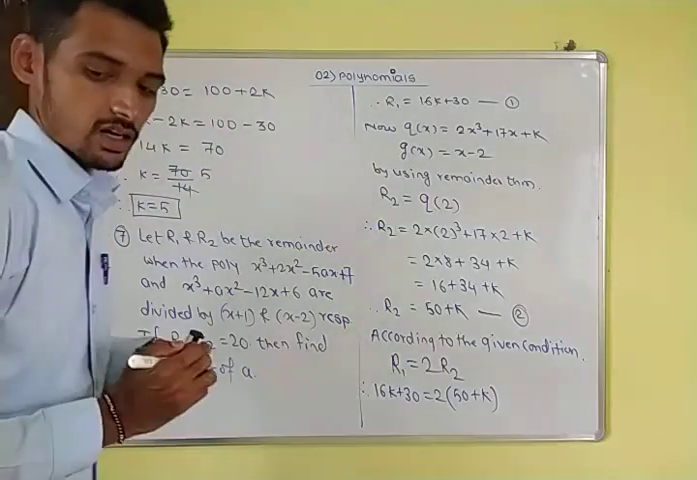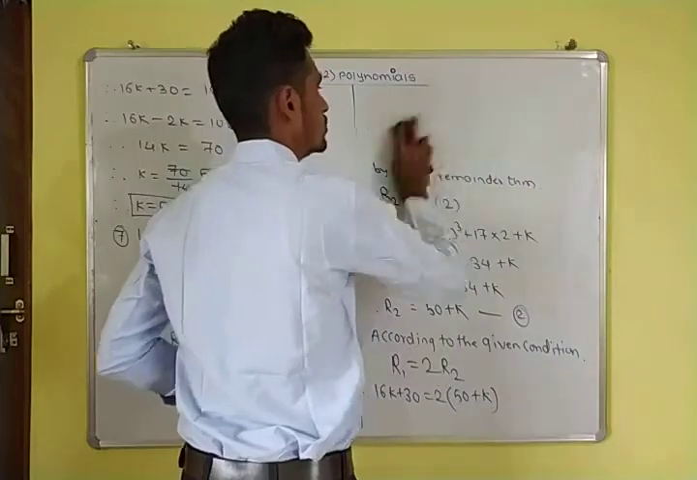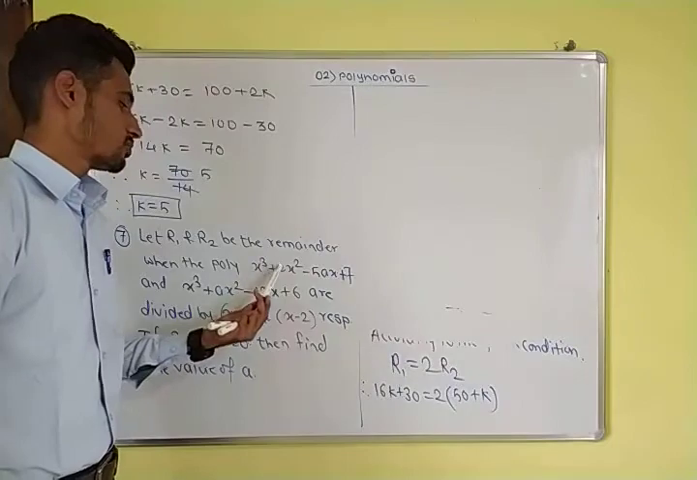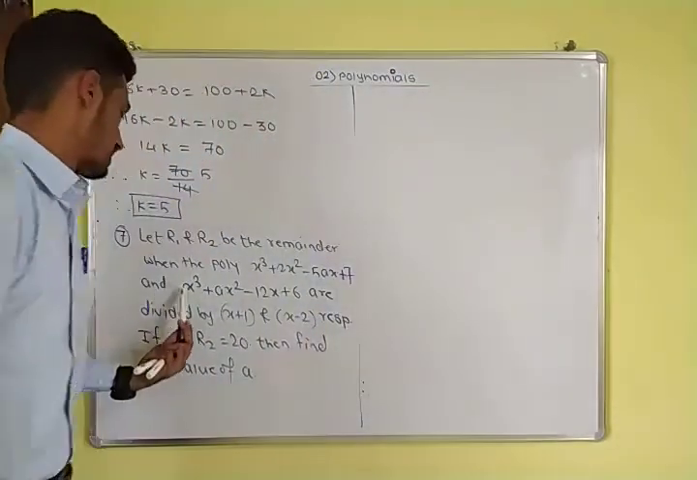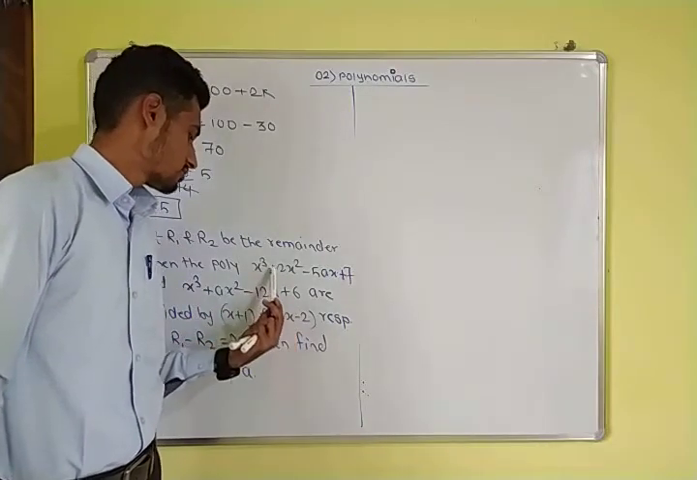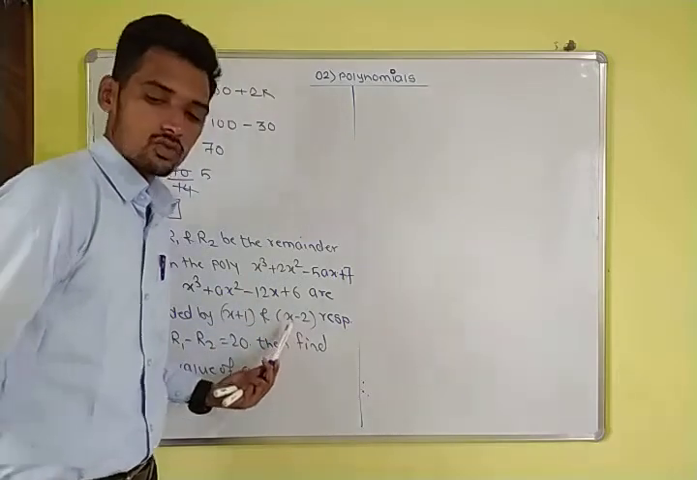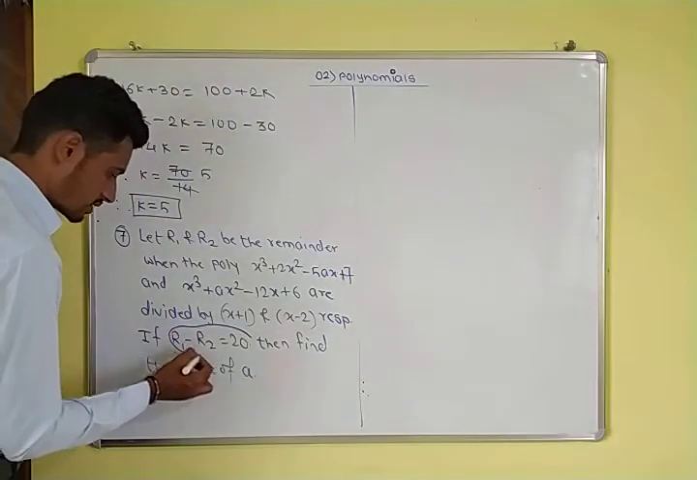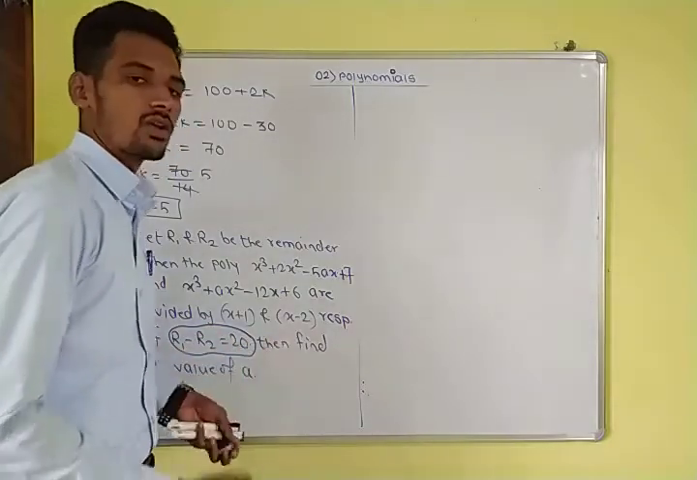So in this question, we have to find the value of a. Given are two polynomials and two divisors. The first polynomial is x cube plus 2x square minus 5x plus 7, and the second polynomial is x cube plus ax square minus 12x plus 6. The divisor of the first polynomial is x plus 1 and of the second is x minus 2, and the important condition is that r1 minus r2, the subtraction of the two remainders, is equal to 20. Then we have to find the value of a.